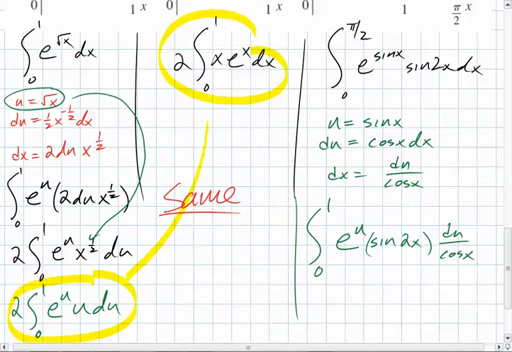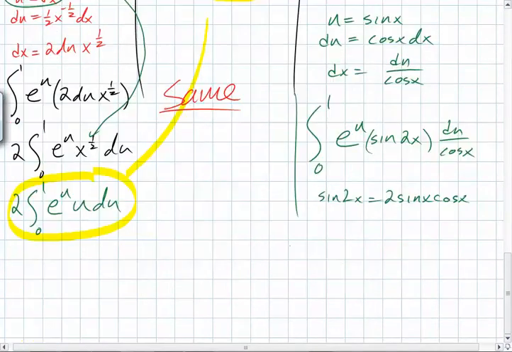At this point, you should know that, theoretically. Even I forget it sometimes. Sine of 2x is equal to what? 2 sine x cosine x. So if you do that, what do you end up with? 2, integral from 0 to 1 of e to the u. The cosine x cancels there, right? And what are you left with?